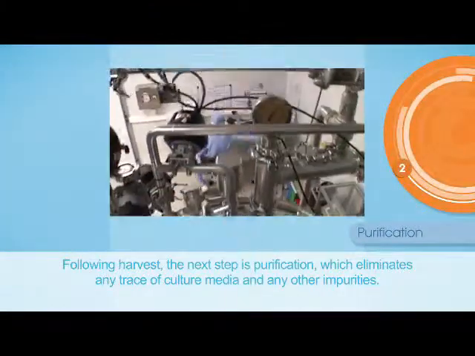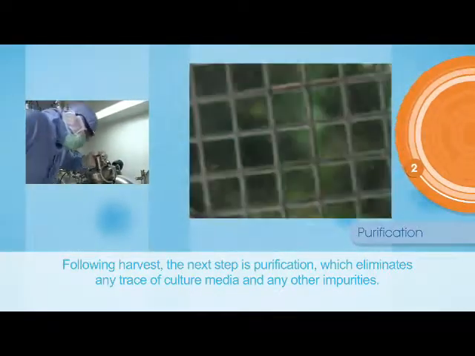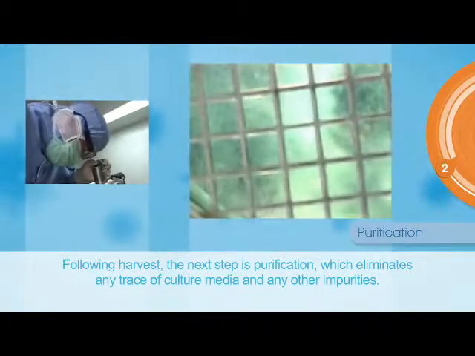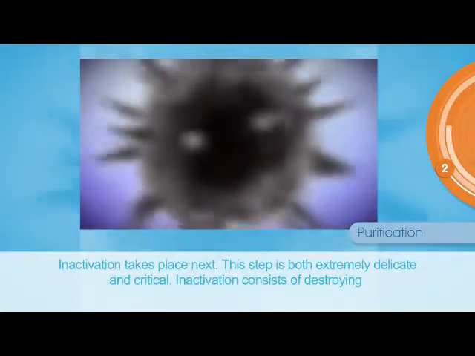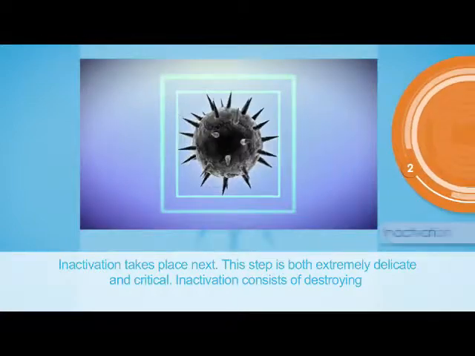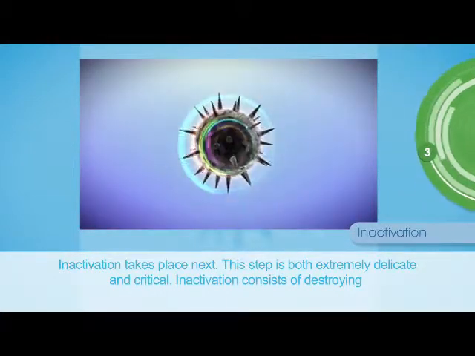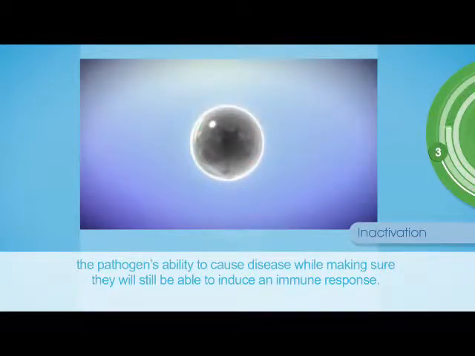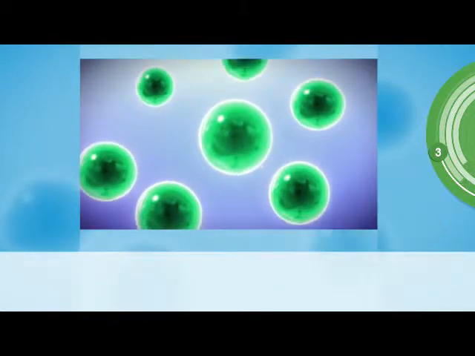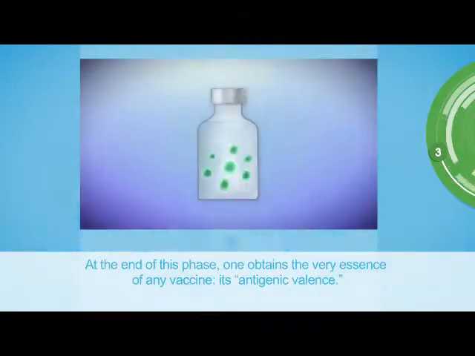Following harvest, the next step is purification, which eliminates any trace of culture media and any other impurities. Inactivation takes place next. This step is both extremely delicate and critical. Inactivation consists of destroying the pathogen's ability to cause disease while making sure they will still be able to induce an immune response. At the end of this phase, one obtains the very essence of any vaccine, its antigenic valence.